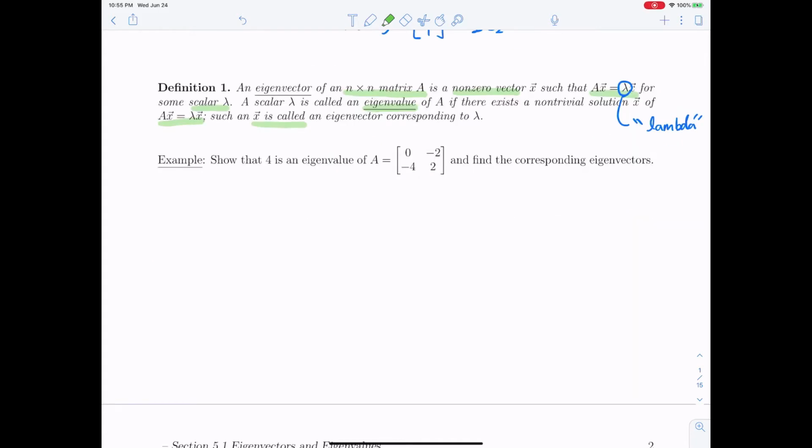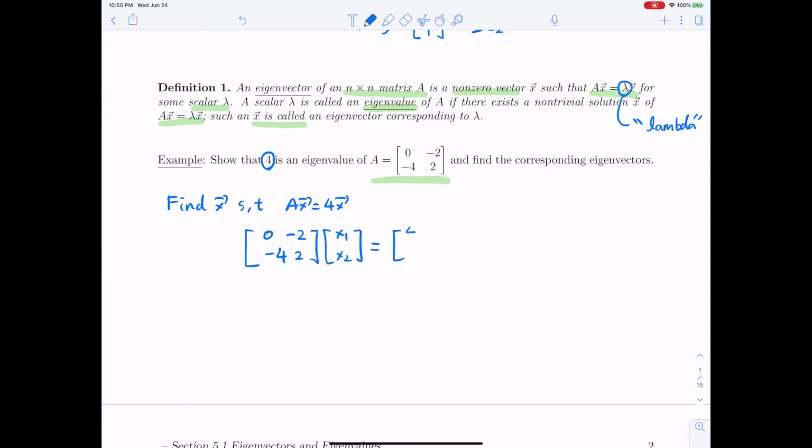Suppose that A is given by this 2x2 matrix, and we'll see whether 4 is an eigenvalue of the given matrix. By definition, we have to find x such that Ax equals 4 times x. In other words, we have to solve the matrix equation [0 -2; -4 2] times (x1, x2) equals 4 times x, which equals (4x1, 4x2). We can rewrite the left-hand side as (-2x2, -4x1 + 2x2), and this equals (4x1, 4x2).